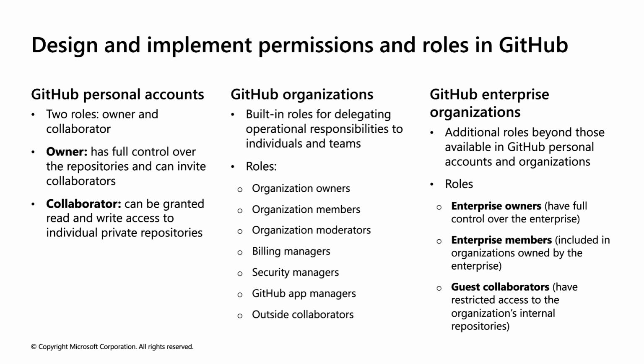GitHub uses a system of roles and permissions to help organizations manage who can access and control their repositories. For personal accounts, there are two main roles: owners, who have full control and can invite collaborators, and collaborators, who can be granted read or write access to specific repositories. When working within organizations, GitHub expands these roles to include organizational owners, members, moderators, billing managers, security managers, app managers, and outside collaborators. In enterprise organizations, even more roles exist, such as enterprise owners with full control, enterprise members included in an owned organization, and guest collaborators with restricted access.